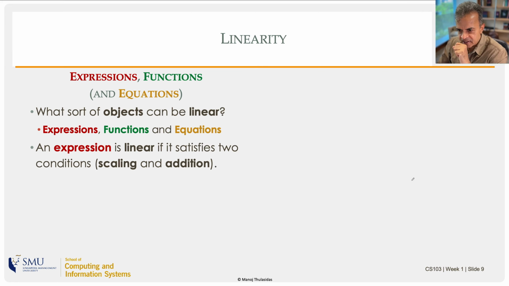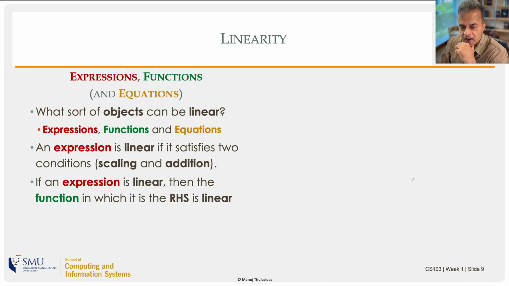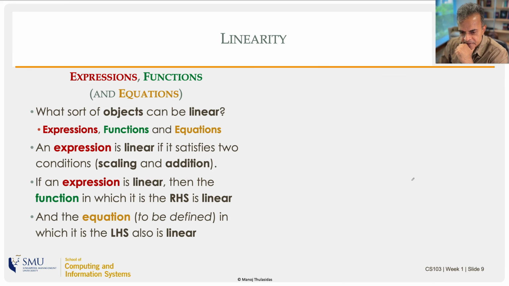So an expression is linear if it satisfies two conditions, scaling and addition, as we talked about. And if the expression is linear, then the function in which it is the right-hand side is also linear, because the linearity of a function is defined by the expression for which it stands as a label. Now an equation will have a left-hand side which is an expression, and if the expression in the left-hand side is linear, then that equation is linear too.